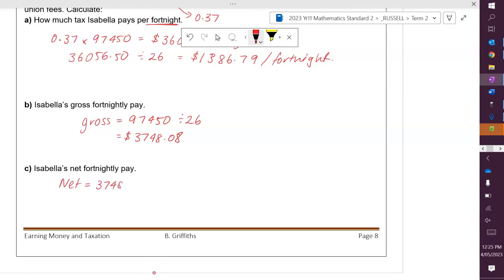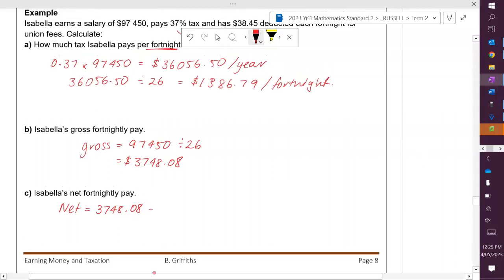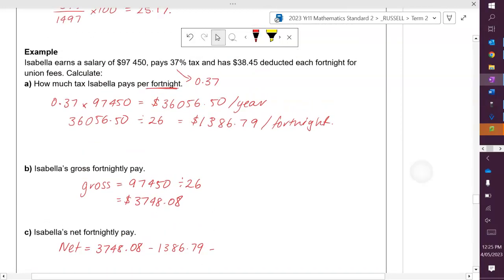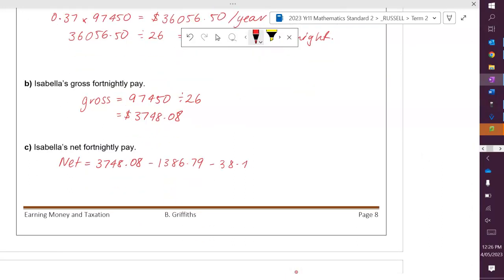we need to subtract our tax and any other deductions. So we've got up here her tax, which is $1,386.79, and then her other deductions were her union fees of $38.45. So I need to subtract those as well. And that leaves us with $2,322.84 per fortnight for that net income.